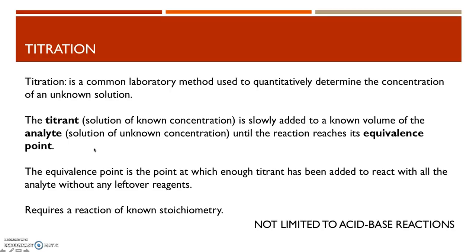The titrant, or a solution of a known concentration, is slowly added to a known volume of the analyte, where the analyte is a solution of unknown concentration, and you slowly add the titrant until the reaction reaches its equivalence point. The equivalence point is the point at which enough titrant has been added to react with all the analyte without any leftover reagents. So there's no extras present. This requires that you know what you're measuring. It requires a reaction of known stoichiometry.